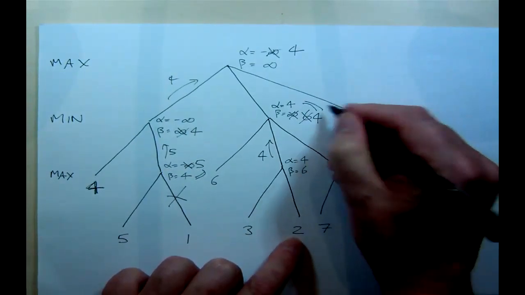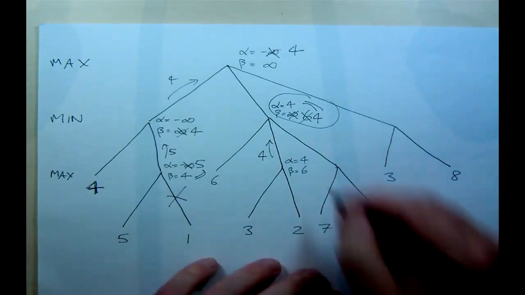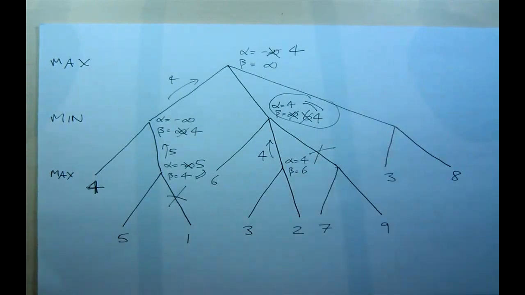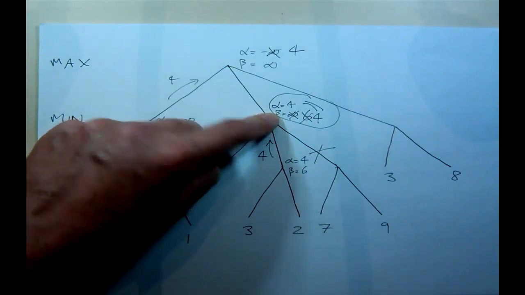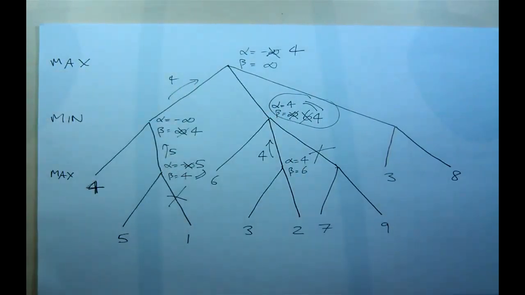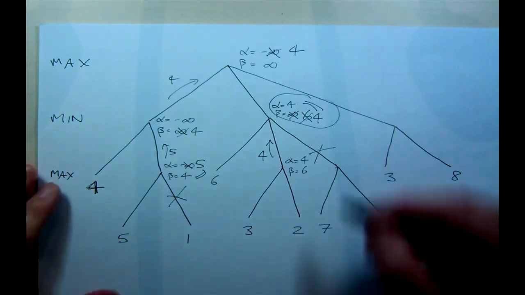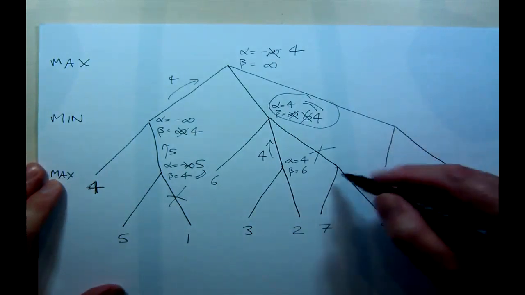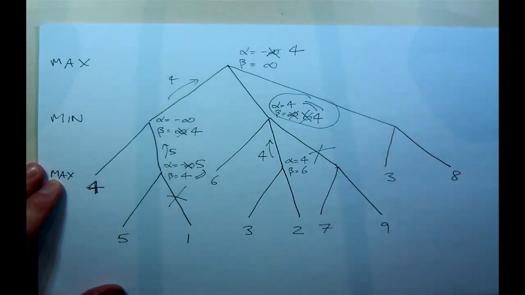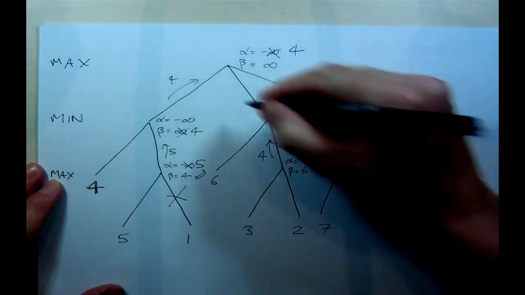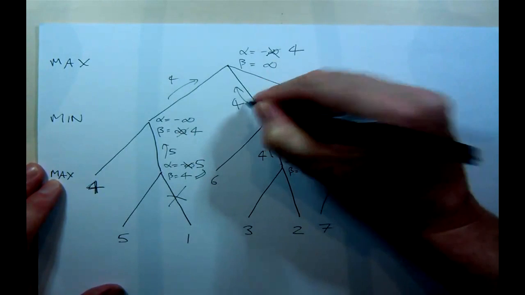Now this is an important point here. Alpha and beta are equal, so that's good enough to cause a cutoff. Alpha doesn't have to be strictly bigger than beta, it just has to be bigger than or equal to beta. So this causes a cutoff, and this part of the tree gets pruned off. And the 4 goes up, but we already had a 4.